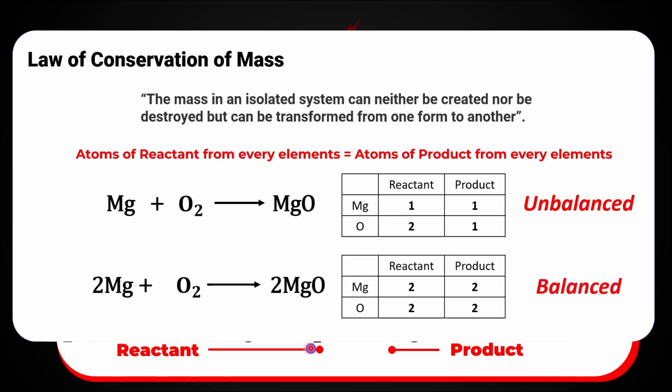Here you can see, on the reactant side, magnesium has 2 atoms. On the product side, magnesium also has 2 atoms. On the reactant side, oxygen has 2 atoms, and on the product side, oxygen has 2 atoms. So the atoms of all the elements on both the reactant and product sides are equal. It means the chemical equation is balanced.